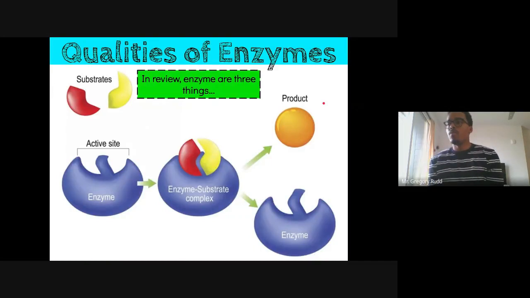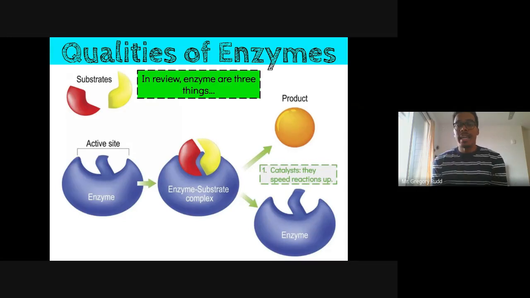So in review, we talked about this on Friday, but in review, enzymes are three things that we want to focus on. Number one, enzymes are catalysts, which means that they speed reactions up. We introduced that vocabulary word on Friday. A catalyst is something that speeds things up. It speeds a process up. So in the case of enzymes, they speed up reactions.